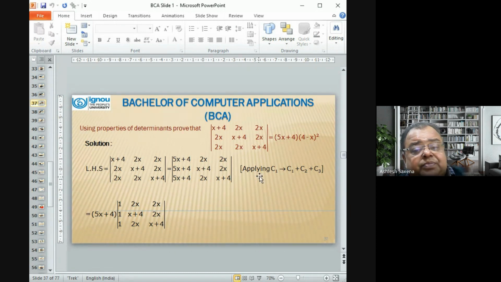So what I have done, I have taken C1 tends to C1 plus C2 plus C3. 2x plus 2x, 4x, 4x plus x, 5x, plus 4 will remain same. Again adding 2x plus x, 3x, 3x plus 2x is 5x, 5x plus 4. And again, this will be 5x plus 4. All the other elements will remain the same. Take this common out, you are left with this. Now make this 0, this or this 0.